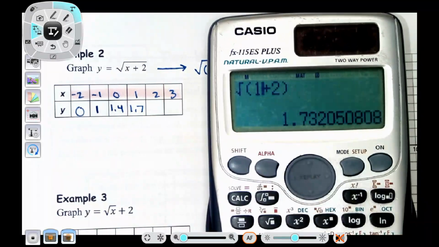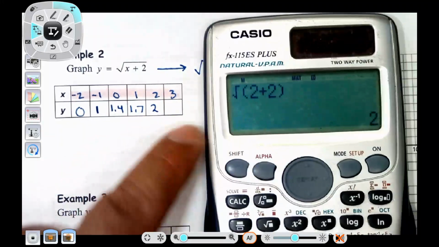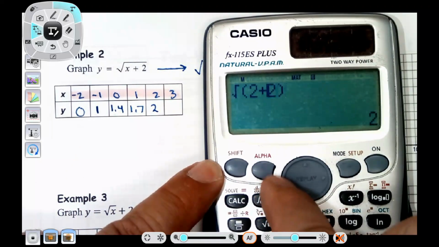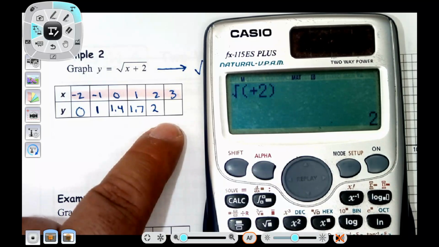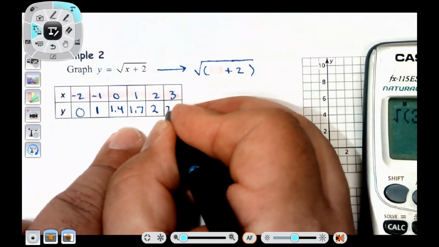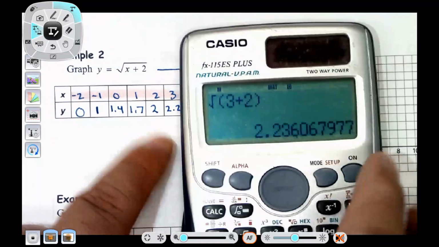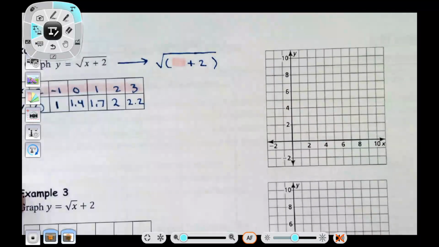You just go back up and change it. Plug in a 2. I got a 2 as an answer. And I still have one more box, so I might as well just go up there. Remember, Desmos Scientific. You could do this very easily as well. Plug in a 3, and there you go, 2.2. And again, we are graphing, so don't worry so much about the rounding since we're just trying to draw this thing. All right, so we're ready.